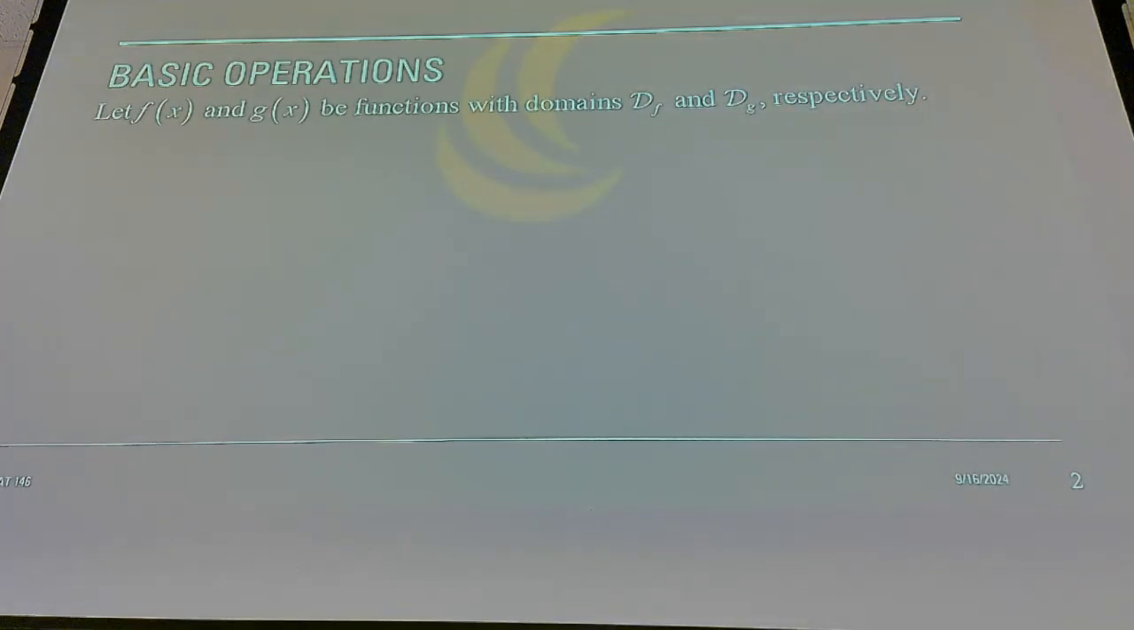So we have two functions, f and g. They have their respective domains, d sub f and d sub g. When doing arithmetic, how many operations do you have? Basic arithmetic. Right? Addition and multiplication are technically the two. But you also learn subtraction and division. You can also use those on functions.